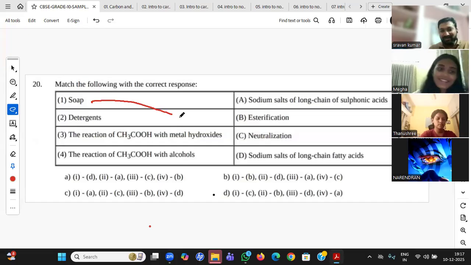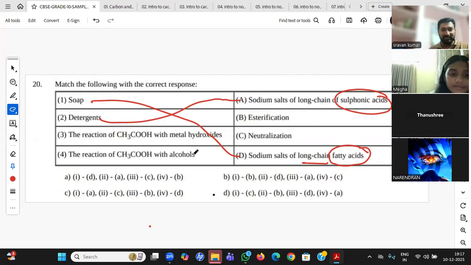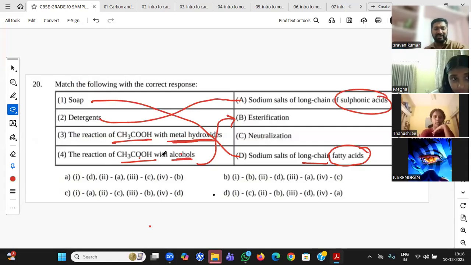Okay, soaps are nothing but sodium salts of long chain carboxylic acids, which is again nothing but fatty acid. Detergents are nothing but sodium salts of long chain sulfonic acids. Okay, CH3COOH is a carboxylic acid; carboxylic acid and alcohol mix to give esters. Okay, CH3COOH plus metal hydroxide. Yes, Narendran, how did you say this is neutralization?